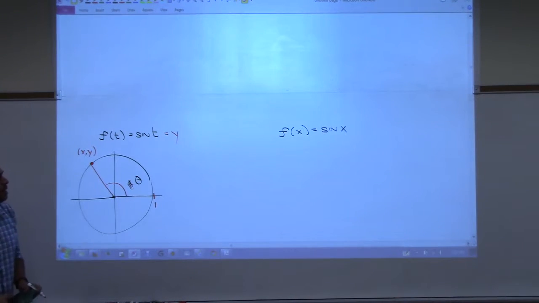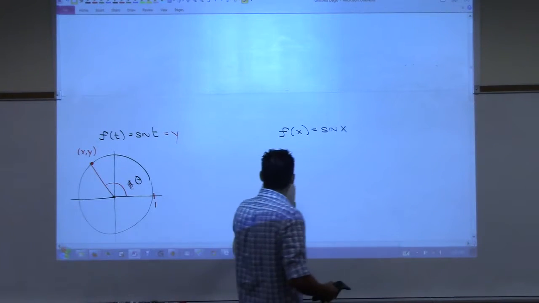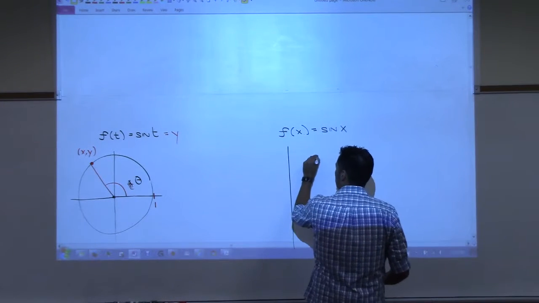So let's see. If I were to do this and create a t-table, we did this last class, we created a t-table.